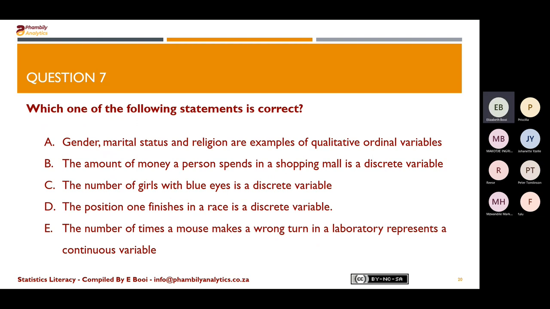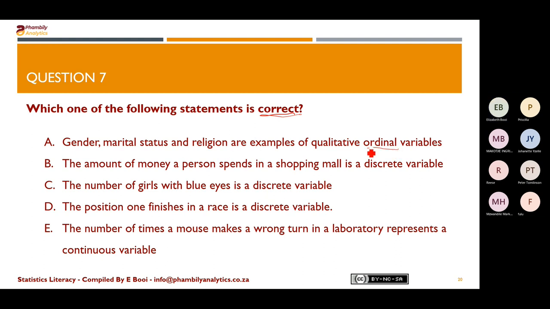Which one of the following statements is correct? Okay, which one is correct here? Now we're looking for the correct statement. So it means you need to read carefully each statement and eliminate those that are not correct. So gender, marital status, religion are examples of qualitative ordinal variables.